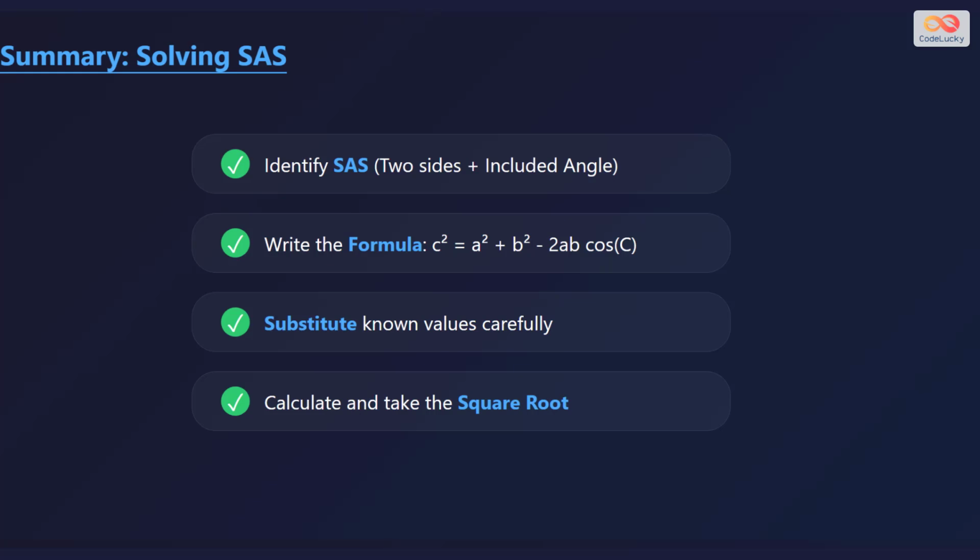To recap, first, confirm you have a side-angle side triangle. Second, write down the Law of Cosines Formula. Third, substitute your values carefully. And finally, solve for c using the correct order of operations. You are now ready to solve SAS triangles.